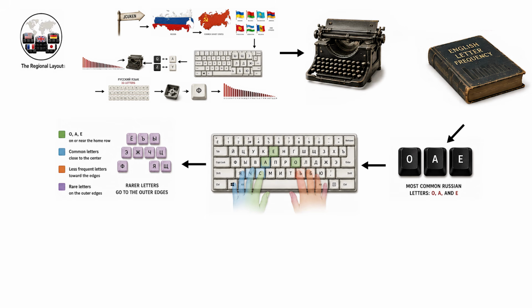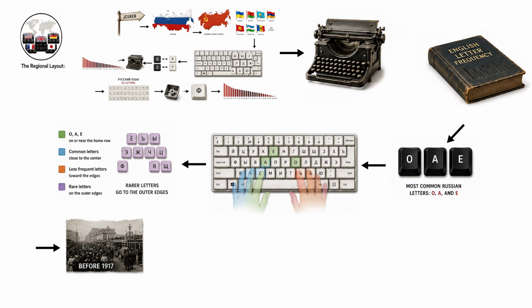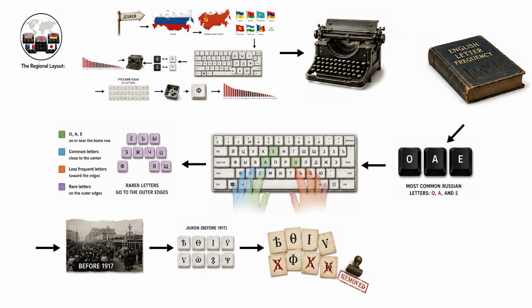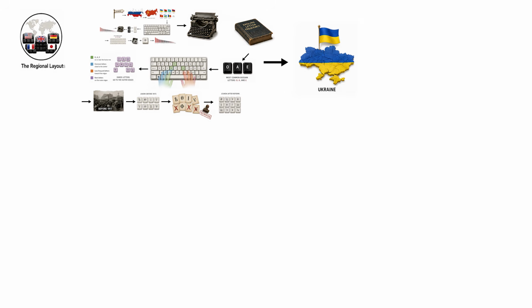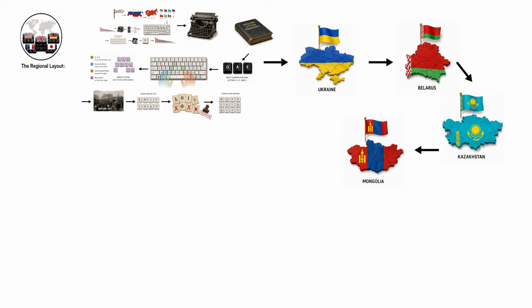The layout traces back further than most people assume. An earlier version called JCUKEN was standard in Russia before the 1917 spelling reform removed several letters from the alphabet entirely, which forced a redesign. The modern JCUKEN arrangement that followed has stayed the basis for nearly every Cyrillic keyboard since, including adapted versions for Ukrainian, Belarusian, Kazakh, Mongolian, and several other languages that switched their writing systems during the Soviet era.